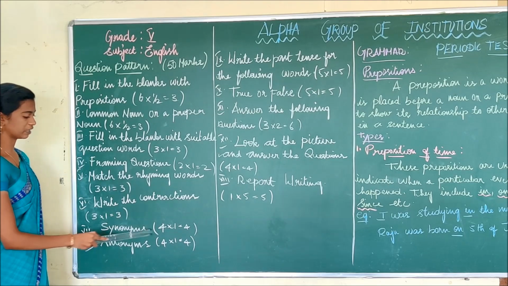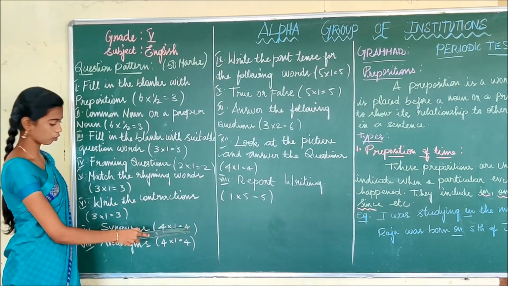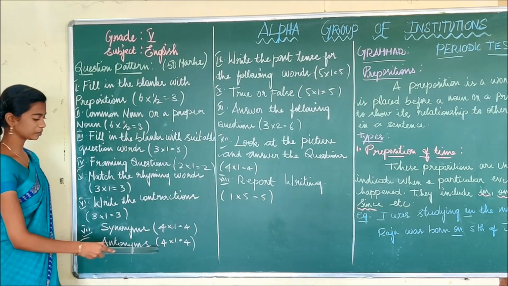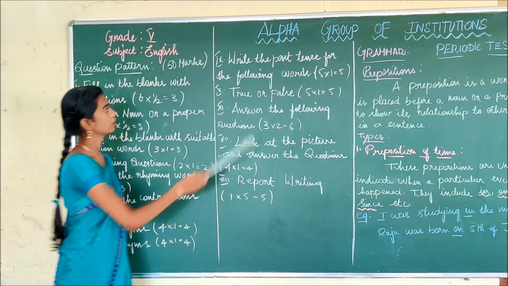Next one, synonyms. There will be 4 synonyms. Each synonym carries 1 mark and totally 4 marks. Antonyms. In antonyms there will be 4 questions. Each carries 1 mark and totally 4 marks.